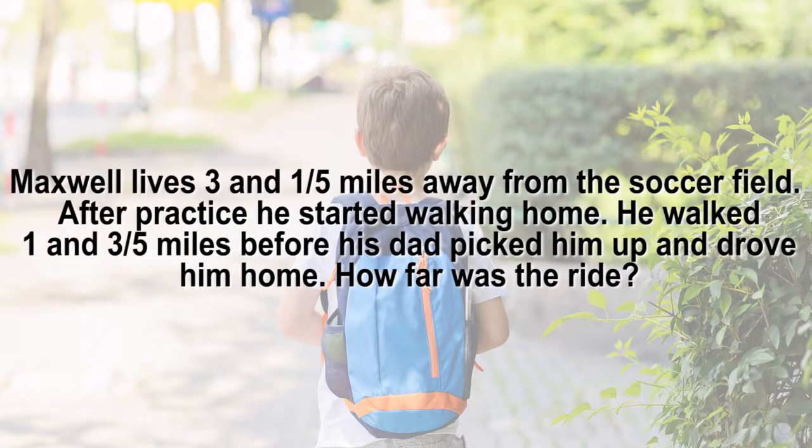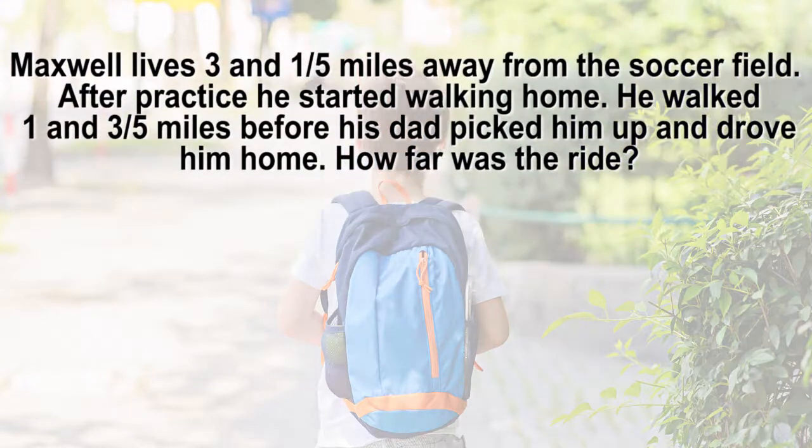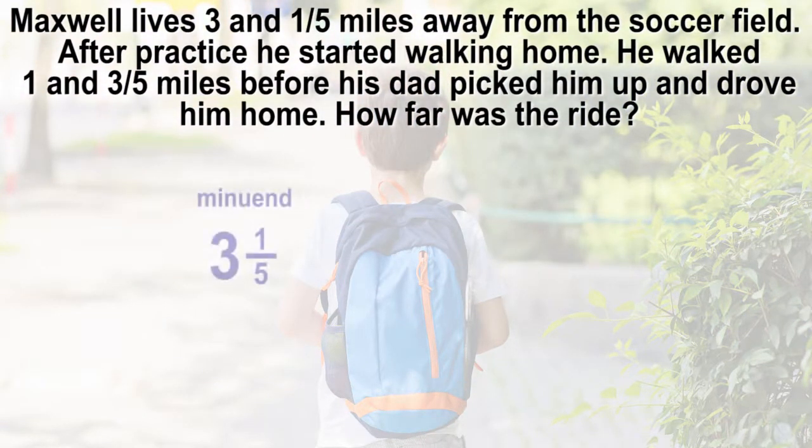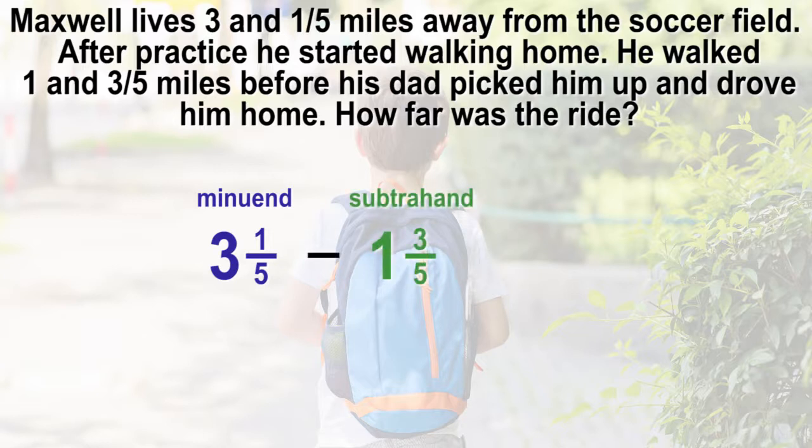Maxwell lives 3 1/5 miles away from the soccer field. After practice, he started walking home. He walked 1 3/5 miles before his dad picked him up and drove him the rest of the way home. How far was the car ride? The equation to represent this problem situation is the 3 1/5 miles total to get home minus the 1 3/5 mile he had already walked equals d, the distance left to travel in the car to get home.